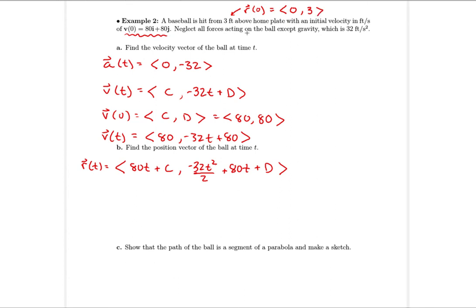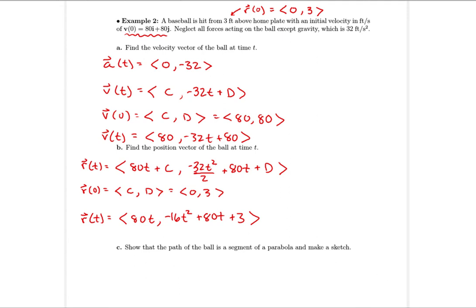So there's our initial position, and so then we can use that just like we used the initial velocity in this other problem. So we know that r of 0 on the one hand is equal to ⟨c, d⟩ once again, which is equal to ⟨0, 3⟩, based on this information from above. So c equals 0, d equals 3, so our position vector would be just 80t all by itself, and then here negative 16t squared plus 80t plus 3. So that's got to be the position vector for my baseball.